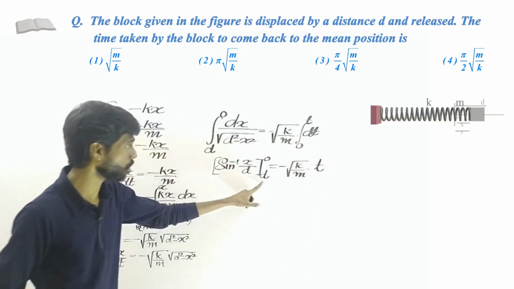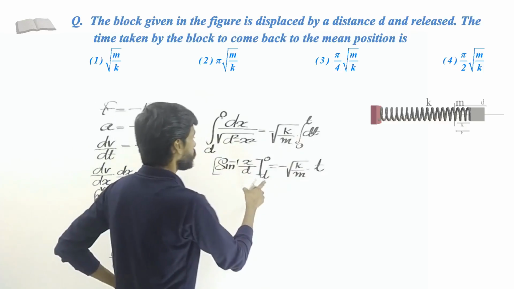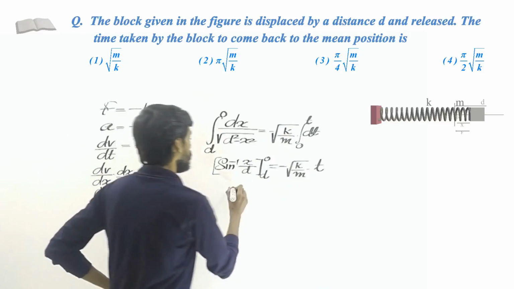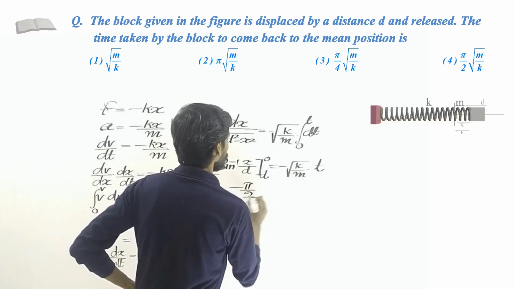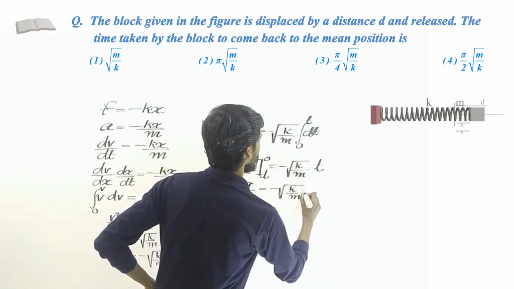So this you can substitute here directly. Substitute 0 here, sine inverse of 0, that is 0. And if you substitute the upper limit, sine inverse of 1 is pi by 2, right? So that means this is minus pi by 2. So that equals minus root k by m times t.